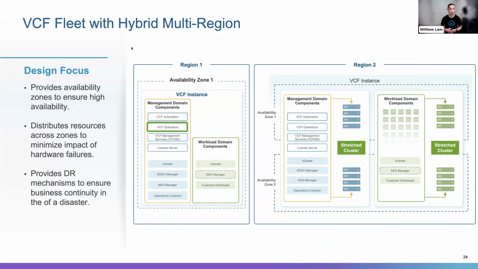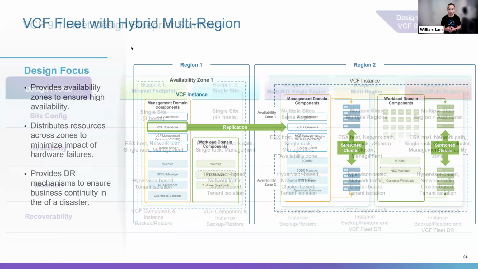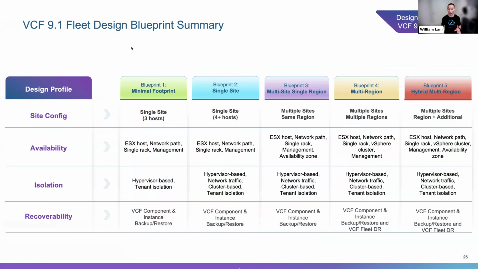And then the last one is really combining all these different designs into a hybrid model where I've got multiple availability zones and multiple regions. This is really optimizing for a DR capability of our different management stack. Now, I know I quickly breezed through that. There's a lot more content, and these are all included in these fleet designs.